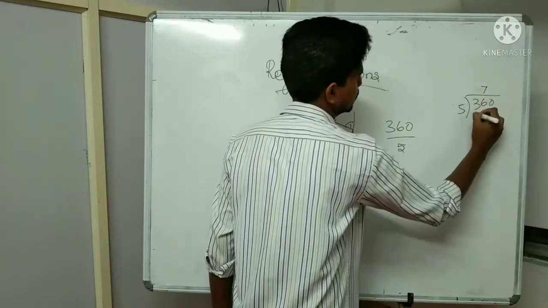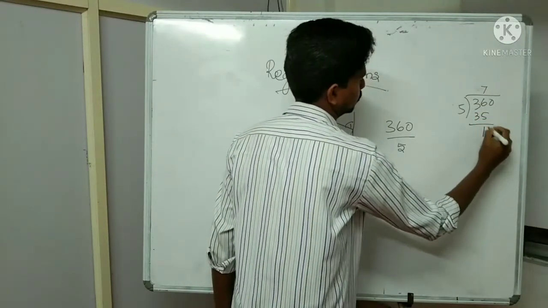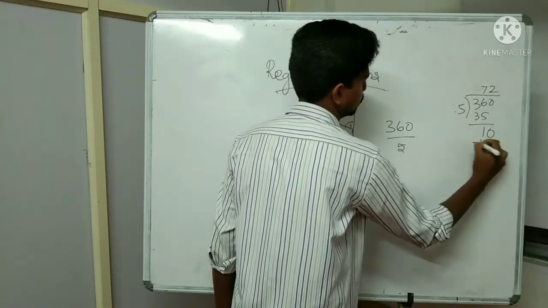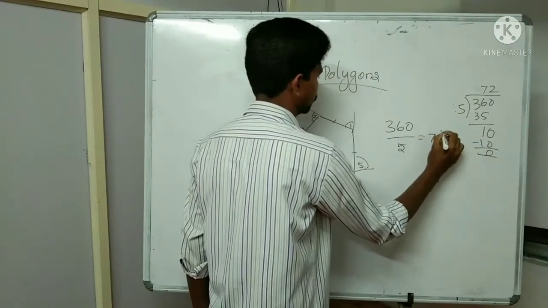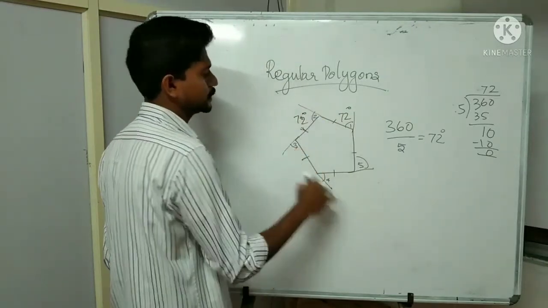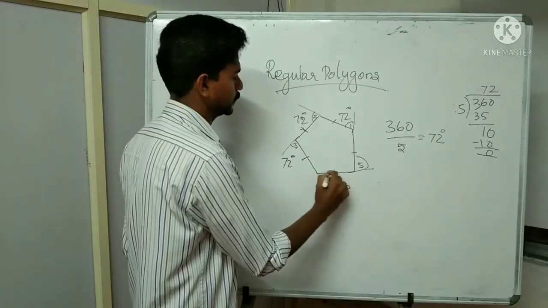We can say 7 5s are 35. Remainder, we can put the 2 5s are 10, so we get 72, which is equal to 72. So we can say each angle measure is 72. Each angle measure is 72. All are 72 degrees.